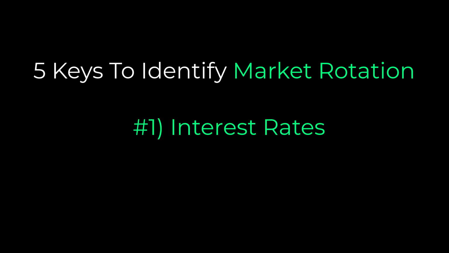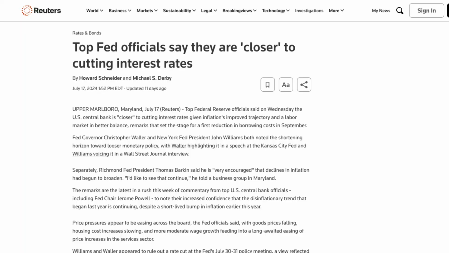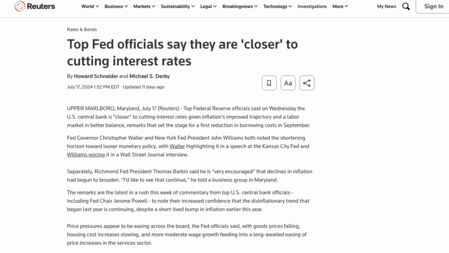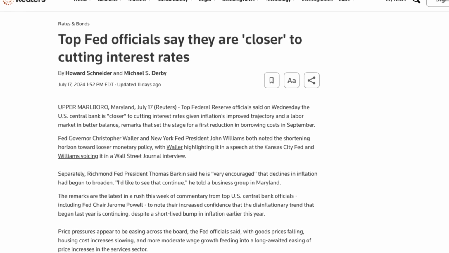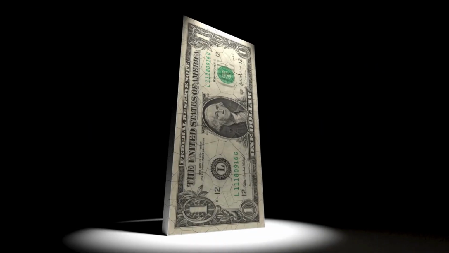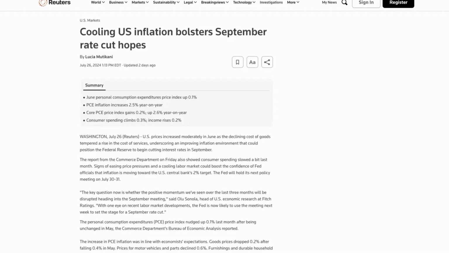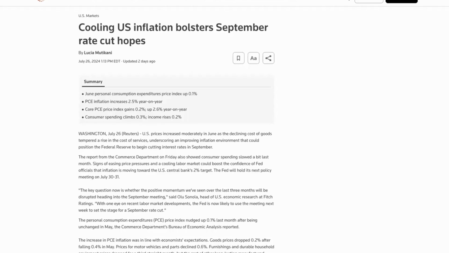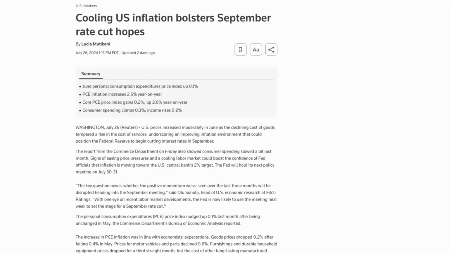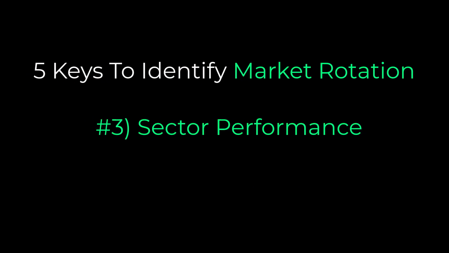Number 1, interest rates. Changes or expected changes in interest rates can prompt market rotations. And as a matter of fact, there is a large expectation in the market that the Fed will be cutting rates this fall. Number 2, inflation. Increases or decreases in inflation can lead to rotations into certain sectors and out of certain sectors. And in fact, the recent PCE data is showing that US inflation is cooling, increasing the odds of a September rate cut.